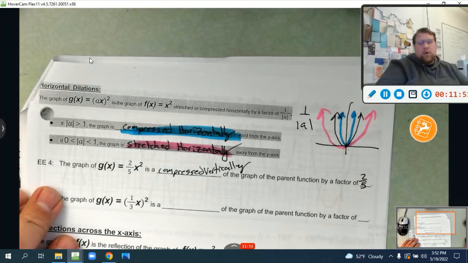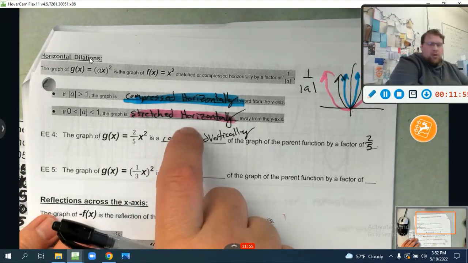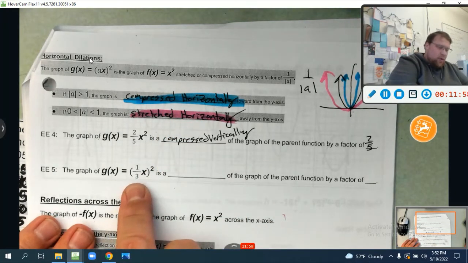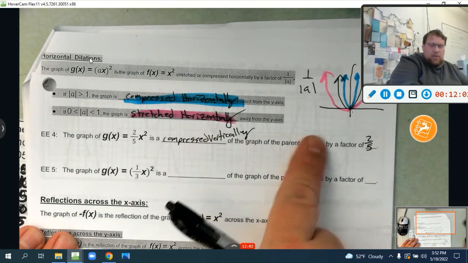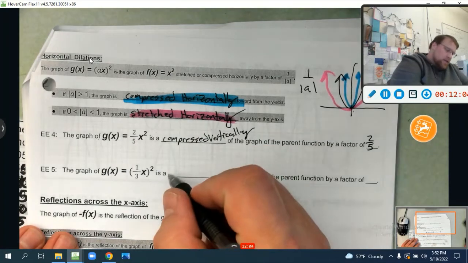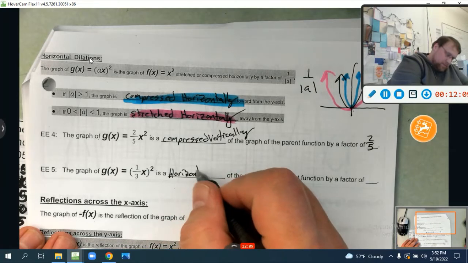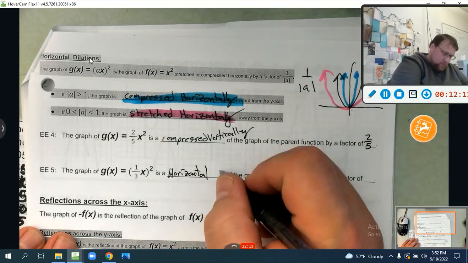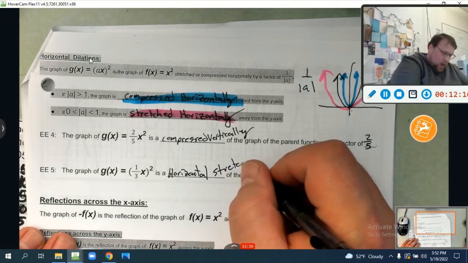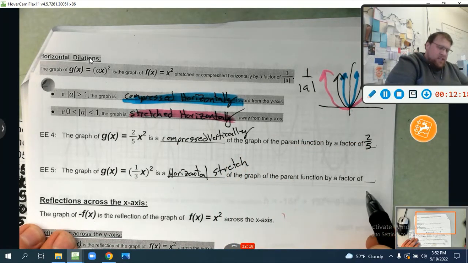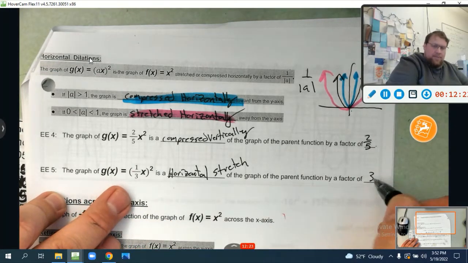Now here's where it gets a little weird, guys, and we'll explain it. Now we see parentheses, so we're talking about horizontal. And it's 1/3, which means it's between 0 and 1, right? So it's stretched horizontally, so it's going to widen it out. So this is a horizontal stretch of the graph of the parent function by a factor of, now here's what's going to trip you out a little bit, the factor is actually 3.